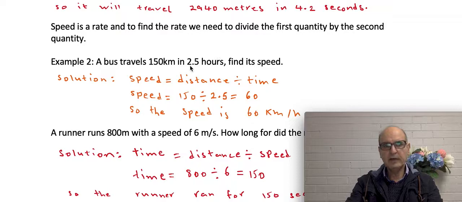We need to divide. And this is our first quantity, this is our second quantity. The time is the second one, and distance is the first one. So we divide this by that. Or you just remember the formula: speed is distance divided by time. So 150 divided by 2 gives us 75. So the speed is 75 kilometers per hour. Again, why kilometer per hour? Because the distance was in kilometer and the time was in hour.